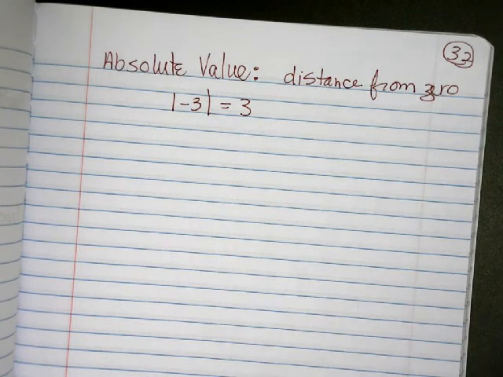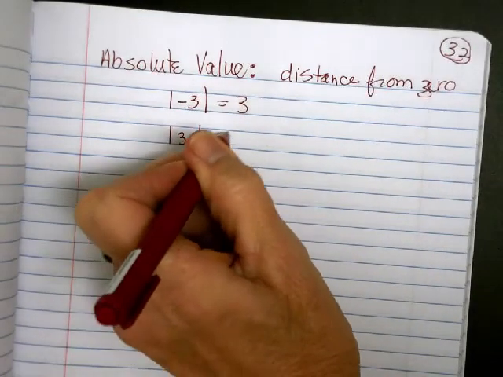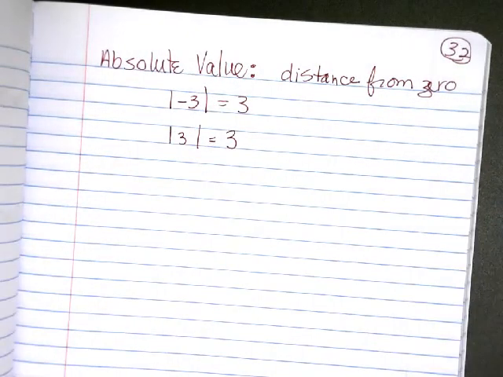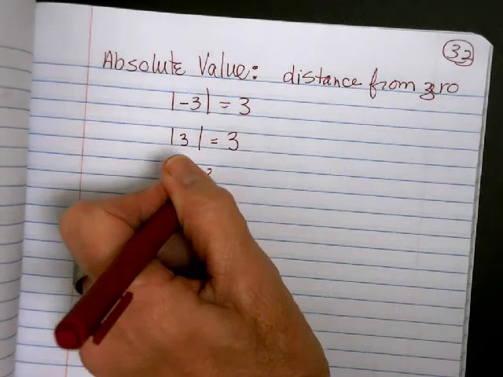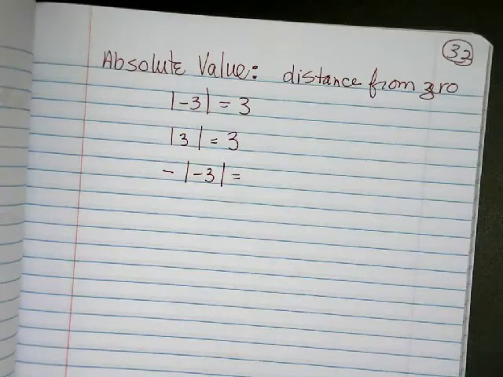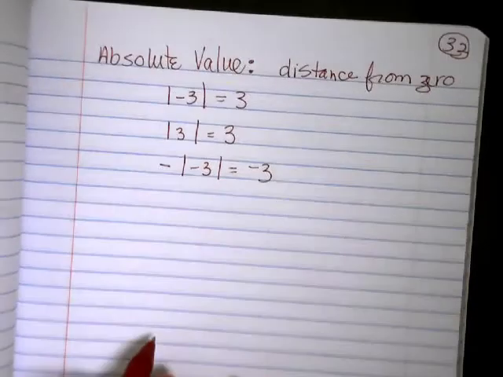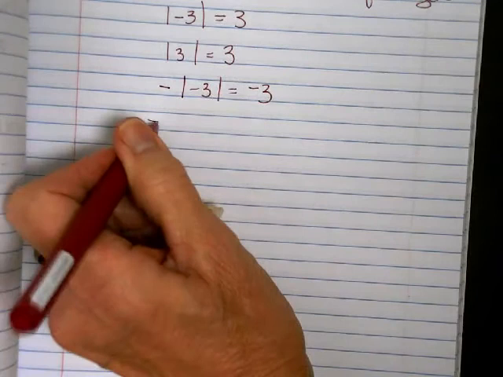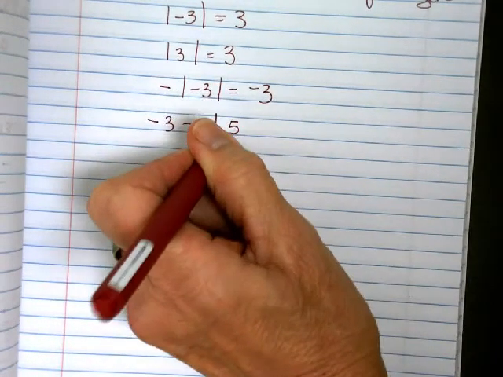So, guys, this is a big deal. Absolute value is the distance from 0, so the absolute value of negative 3 is 3. What's the absolute value of 3? Still 3. Good job. What if I put an opposite sign outside of the absolute value? What happens? Negative 3. Back to negative 3. And let me see if there's another one I can show you.